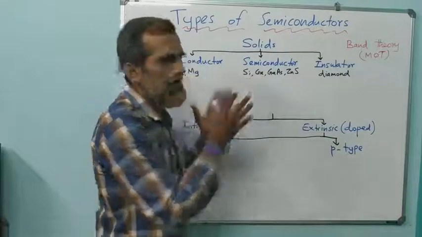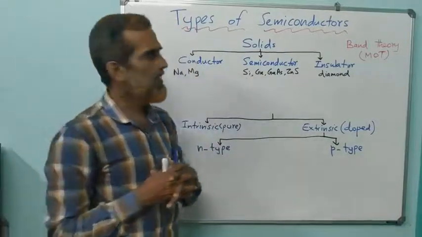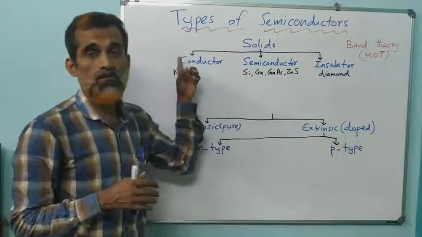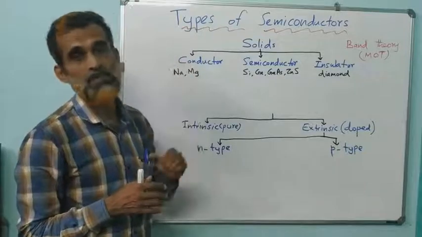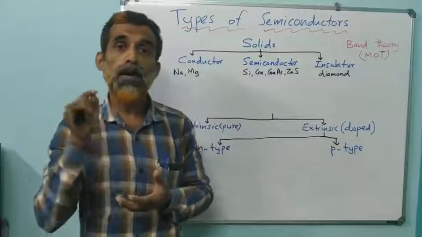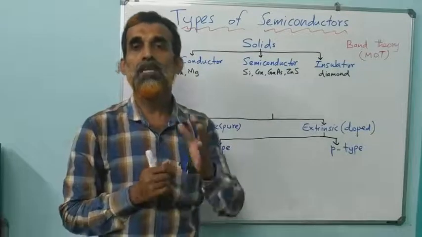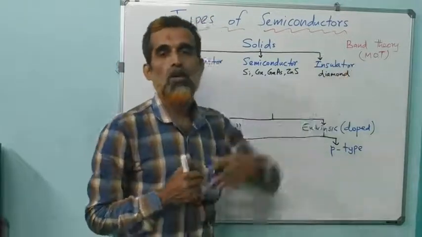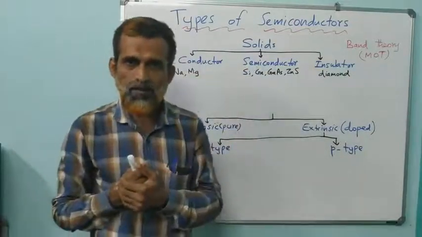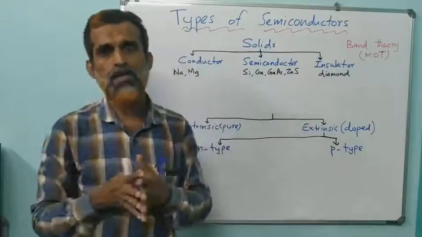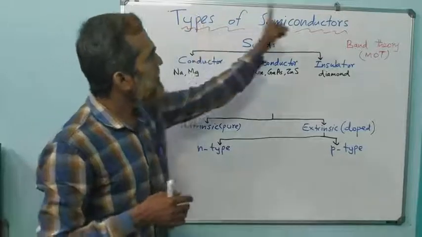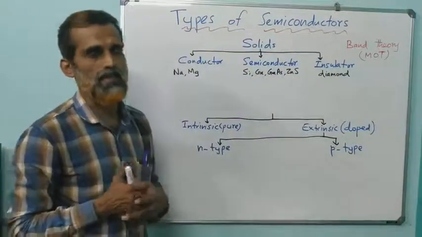So the electrical conductivity is as high as 10 raised to 7 ohm inverse meter inverse for conductors, good conductors, and it is as small as 10 raised to minus 20 ohm inverse centimeter inverse for insulators or non-conductors, and semiconductors fall in between. We are interested in semiconductors in this module. We will go to the types of semiconductors in detail.